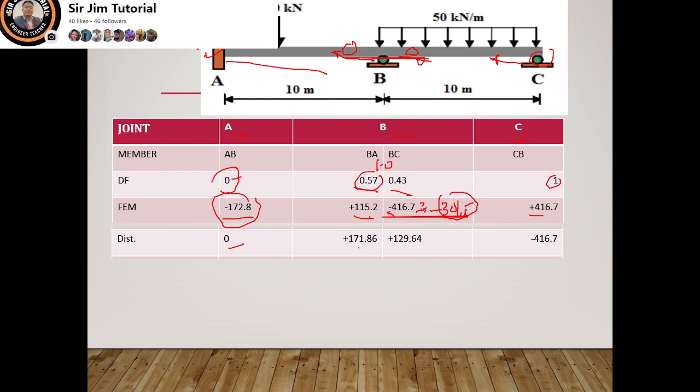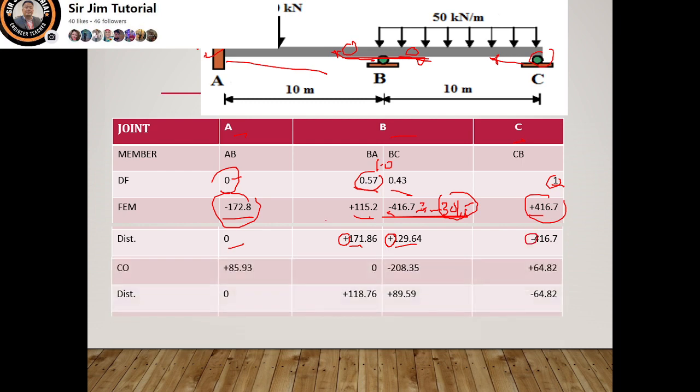You have negative 171.86, and then change negative to positive. And then again, negative 301.5 multiplied by 0.43 will give you negative 129.64. Change negative to positive. That is for the distribution. If you add 171 and 129, that will give you 301.5. Again, how do you calculate 301.5? You simply add positive 115.2 and negative 416.7, which gives negative 301.5. This one you multiply by 1 will give you 416. You change the sign from positive to negative.